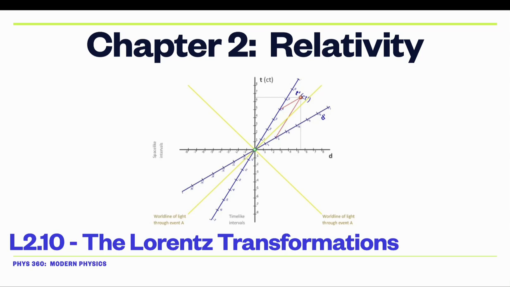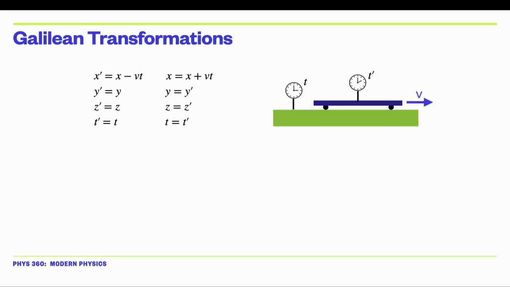Lecture 2.10, the Lorentz transformations. In the last chapter, we derived the Galilean transformations, which show us how to measure the positions of an object as measured in a moving reference frame relative to one that's in a stationary frame, where the moving one has a velocity v with respect to the ground.